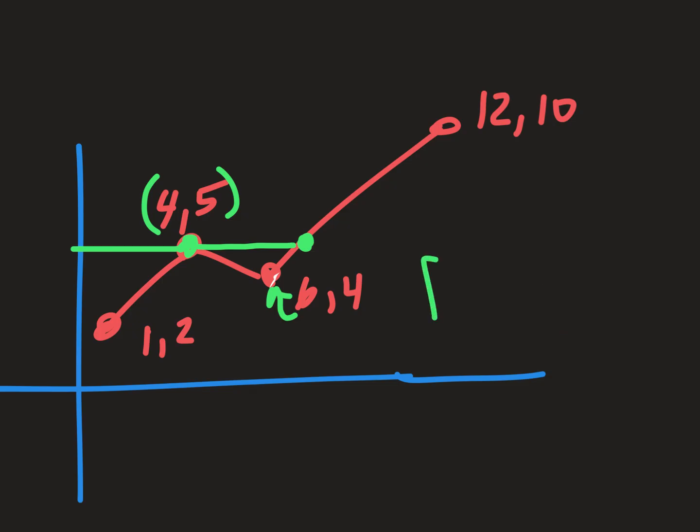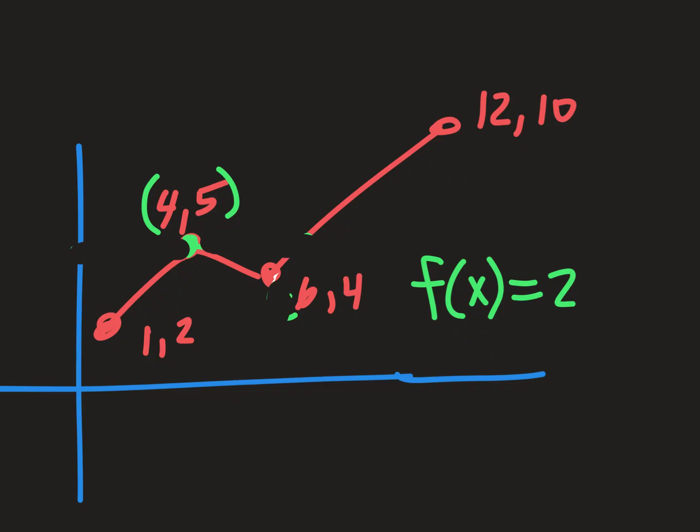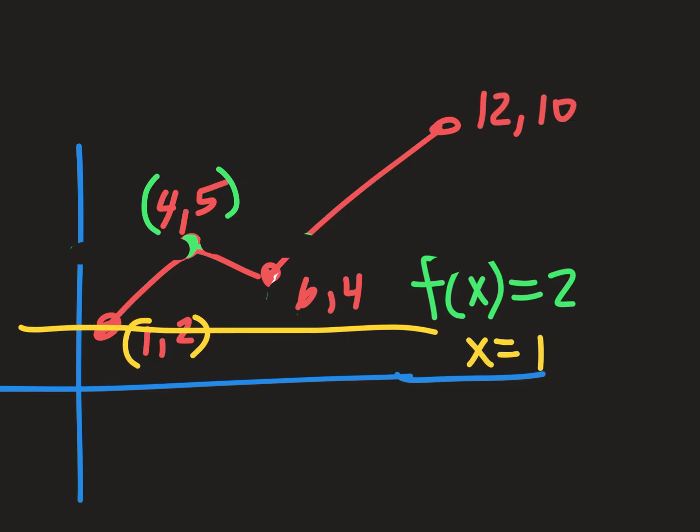F of x equals 2. This is clearly one of the spots because y is 2 right there. So x must equal what? 1. And if you drew a line through it at 1, that's the line x equals 1. Does it hit anything else? No. So then there's only one answer. X equals 1.